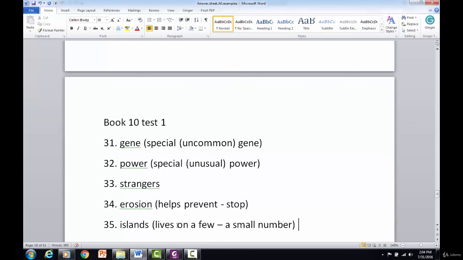So again, question by question, all they're doing is seeing whether you can understand synonym language, because that's what they're connecting the answer to. If you know that lives on a few is a synonym for a small number, you'll know that the answer is islands. Okay? So let's stop right here, and then we're going to go into another lecture and continue with questions 36 to 40.